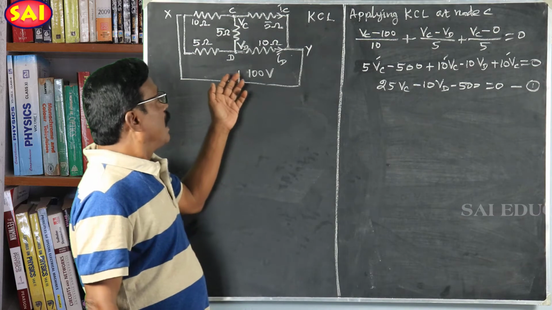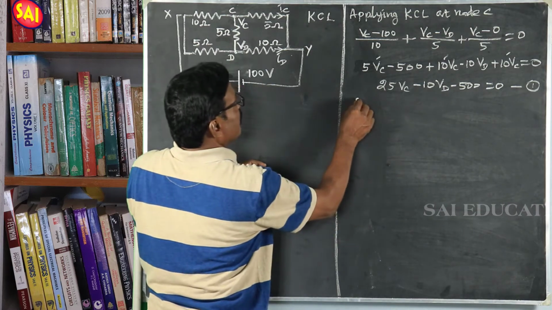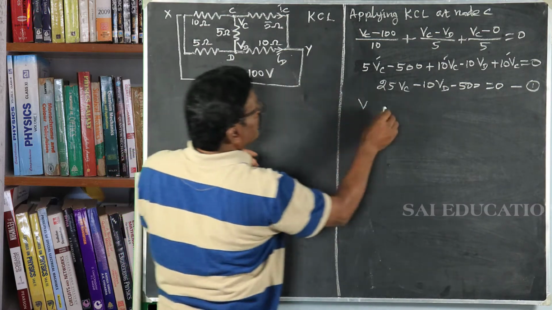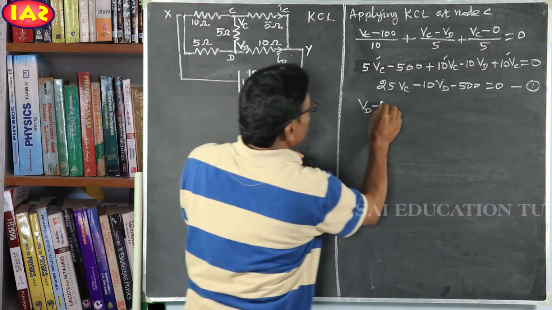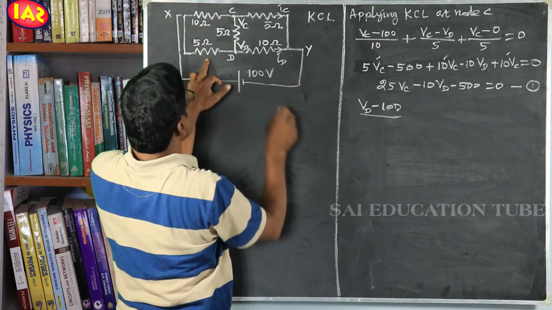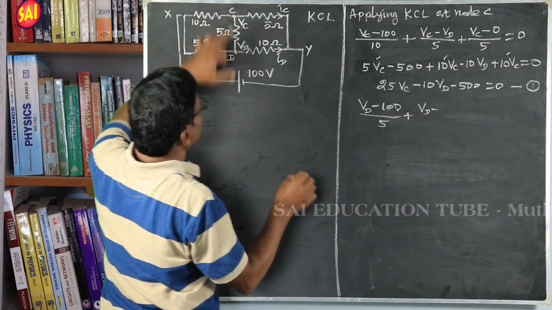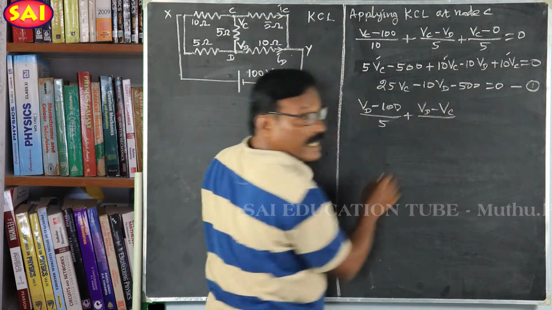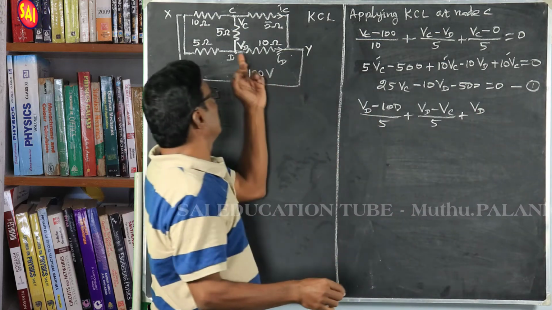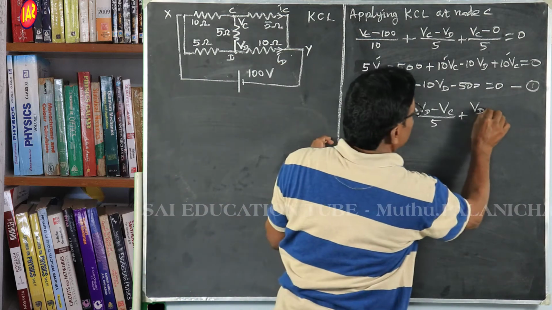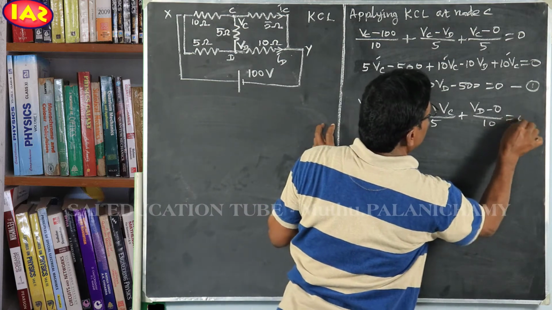Now apply KCL at node D. VD minus, here the potential is 100 volt, minus 100 by the resistance 5 ohm, plus VD minus VC by 5, plus VD minus 0 by the resistance 10 ohm, equal to 0.